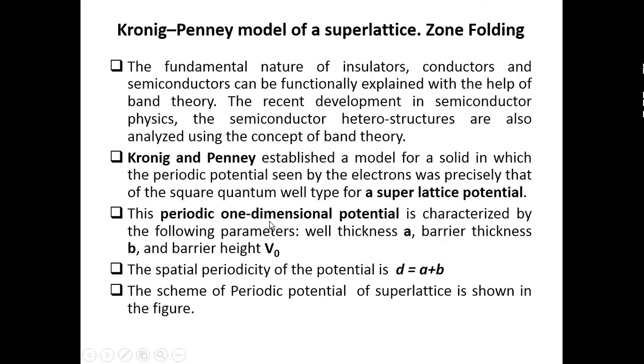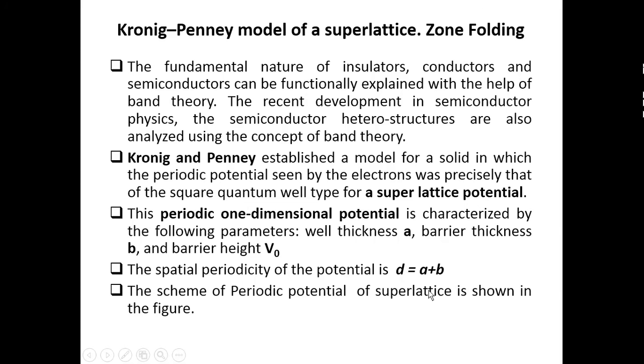What are those parameters? The first one is the well thickness A. The second one is the barrier thickness B. Then the barrier height V0, that is the barrier potential height. The spatial periodicity of the potential D is equal to A plus B. So all these parameters you should remember: the well thickness A, barrier thickness B, the barrier height that is potential height V0, and spatial periodicity of the potential D is equal to A plus B.